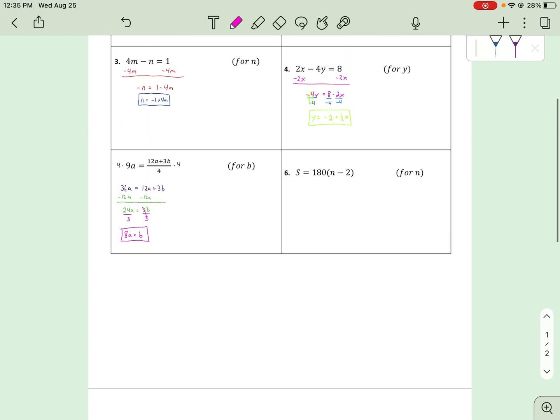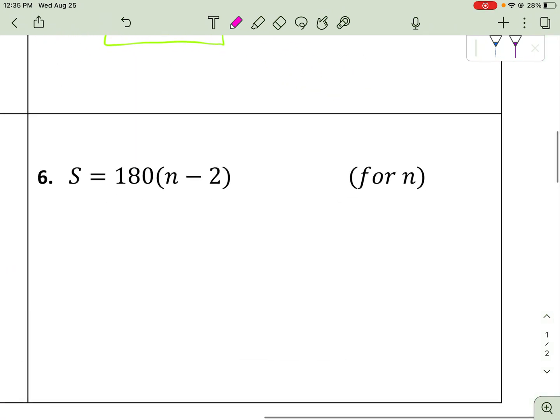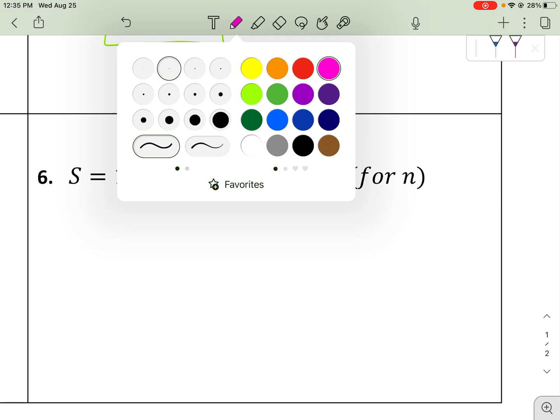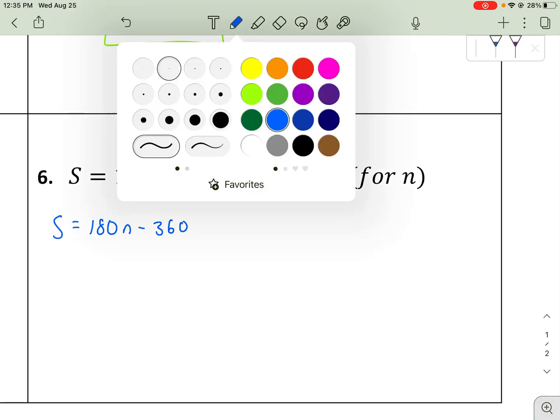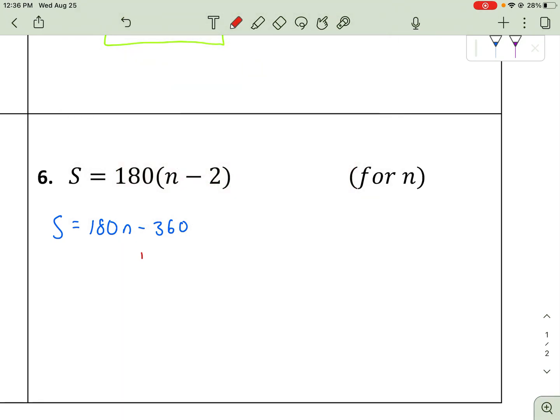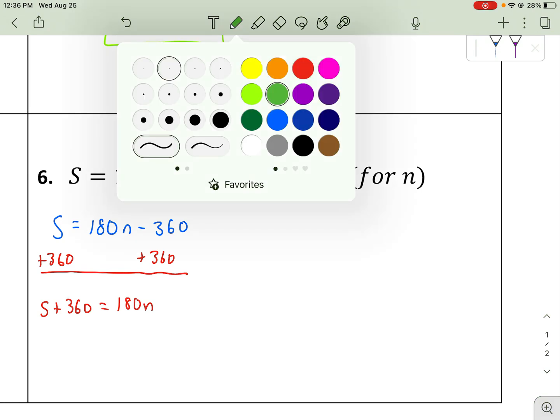Okay, and finally this one's a little different. Most of you probably did distributive property first, so I'm going to do it that way. I'll show you 2 ways for this problem. So if we distribute first, you get S equals 180n minus 360. We're solving for n, so now add 360 to both sides. Add 360, and we get S plus 360 equals 180n. And then divide both sides by 180.